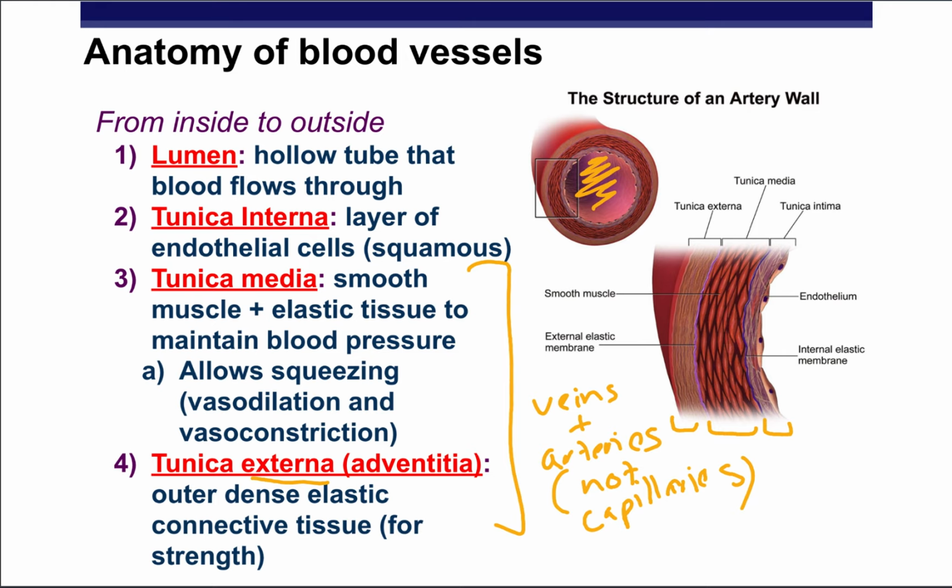And it's, again, extra reinforced in the artery because there's so much high pressure going through it. You don't want it to pop. So a little bit extra of that dense elastic tissue to just really reinforce it and keep it strong.